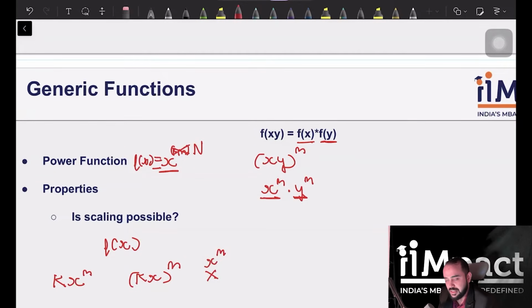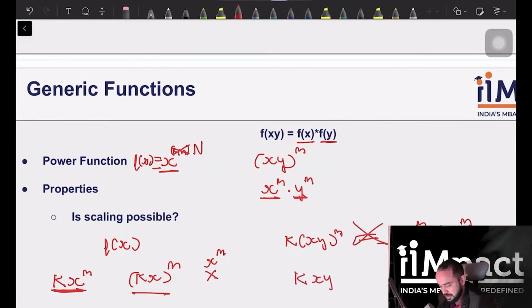Let us try this. Let us try k into x to the power n. You will get k into xy to the power n. On the RHS, you will get kx to the power n into ky to the power n. Are these two equal? No. Let's try this one. You will get kxy to the power n, and on the RHS you will get kx to the power n and ky to the power n. Are these two equal? No. These two are also not equal. And because of this, the only choice that you have is f of x is equal to x to the power n.